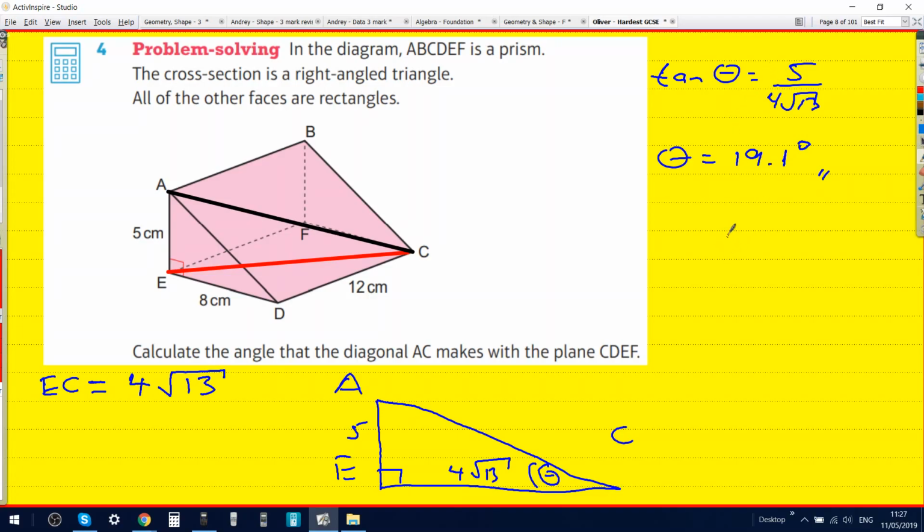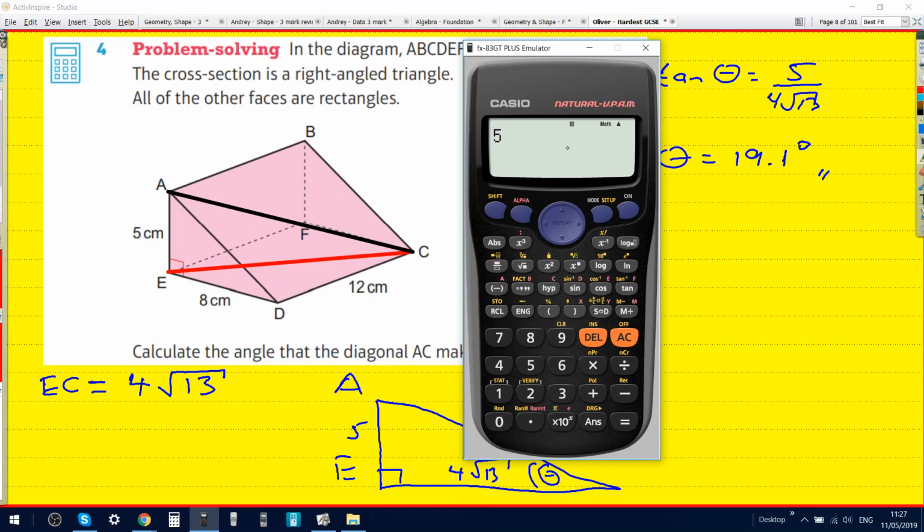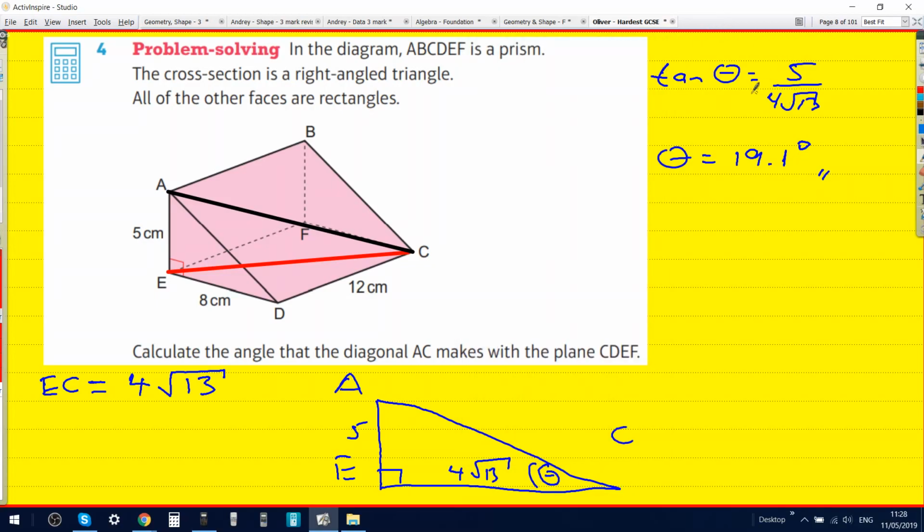No, it wasn't. It was the reverse tan of 5 root 13 over 52. Where did that come from? I did 5 divided by bracket 4 root 13 bracket, and it just automatically rationalized the denominator. Yeah, same thing. So opposite over adjacent, and then you just inverse tan. That's fine. Any questions there? No, that's good. Okay, so 3D Pythagoras.